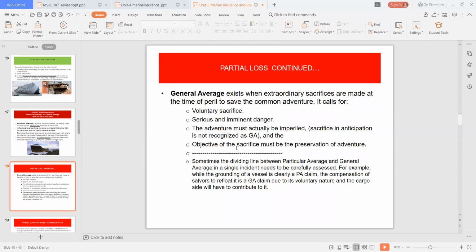And the average is very important. The objective of the sacrifice must be preservation of the adventure. Sometimes the dividing line between particular average and general average is a single incident and needs to be carefully assessed. For example, while the grounding of the vessel is clearly a PA claim, the compensation of the salvors to refloat it is a GA claim due to its voluntary nature, and the cargo side will have to contribute. So these are the simple differences between general average and particular average.